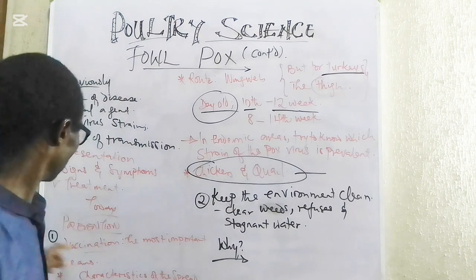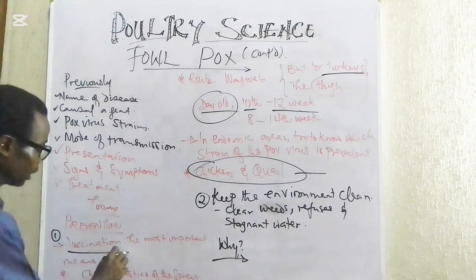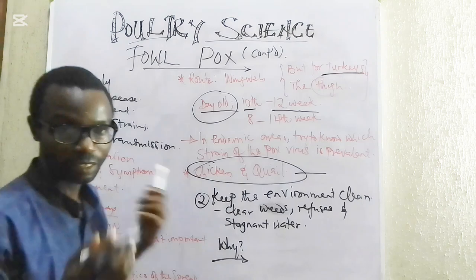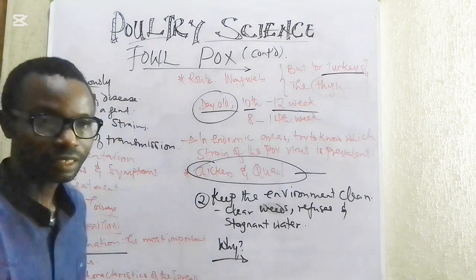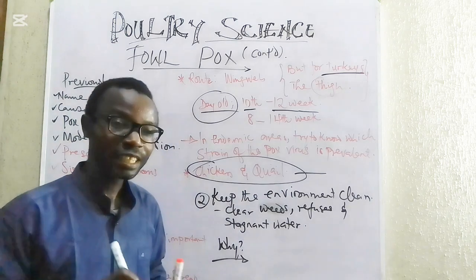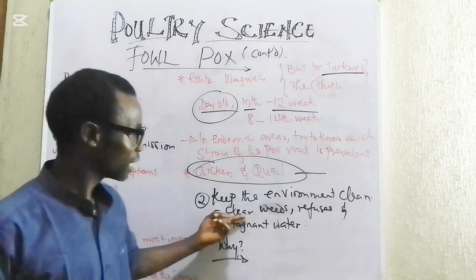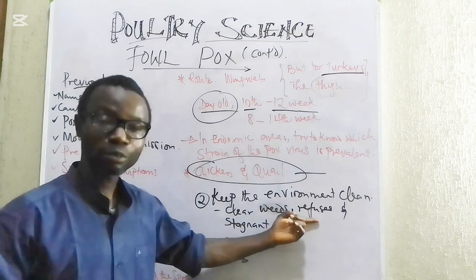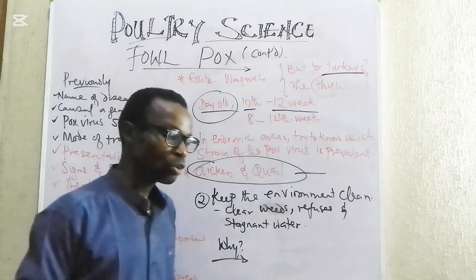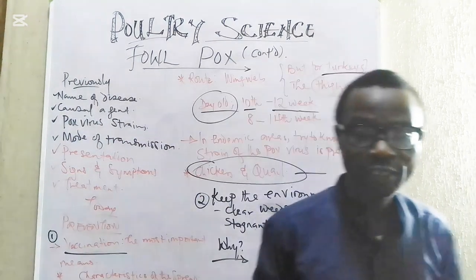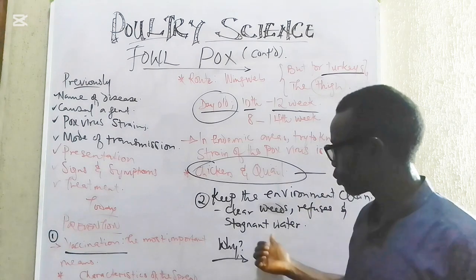Now, there's another thing to do. The first thing is prevention by vaccination, and I've talked about other things you need to know about vaccination. But the next is keeping the environment clean. I made mention of this. Why do we have to keep the environment clean? By clearing weeds, refuse, and also stagnant water. What happens there? Insects grow on these things. Mosquitoes grow on them.